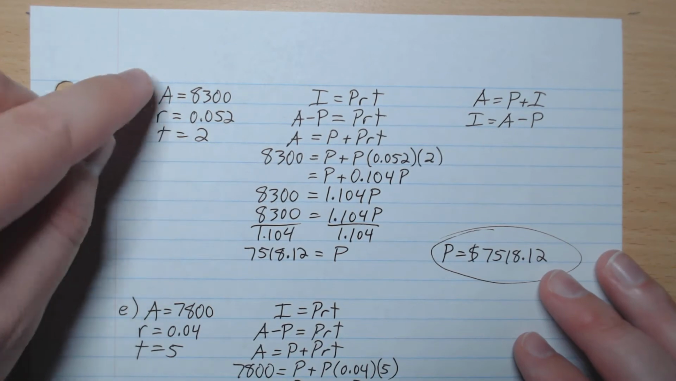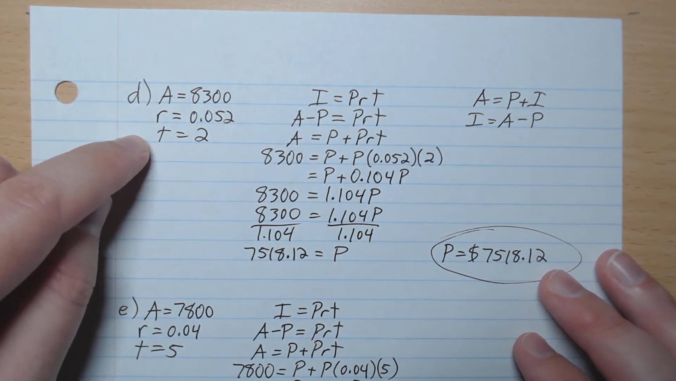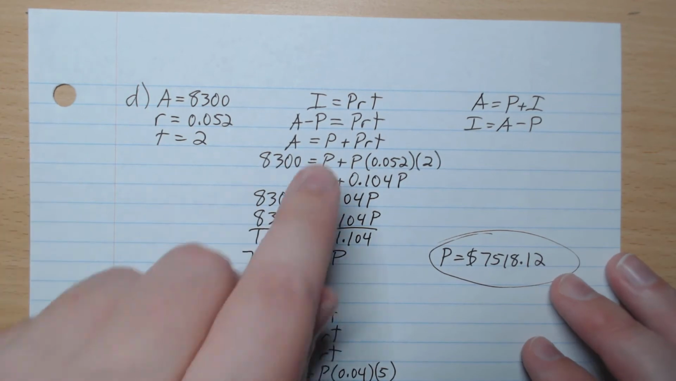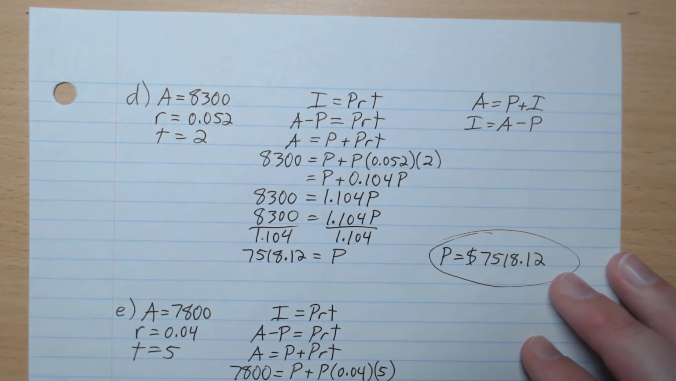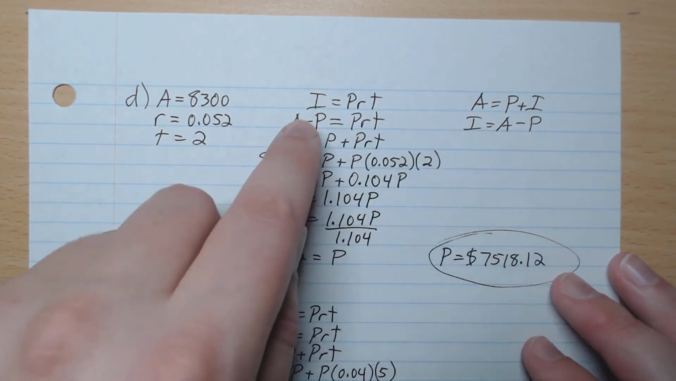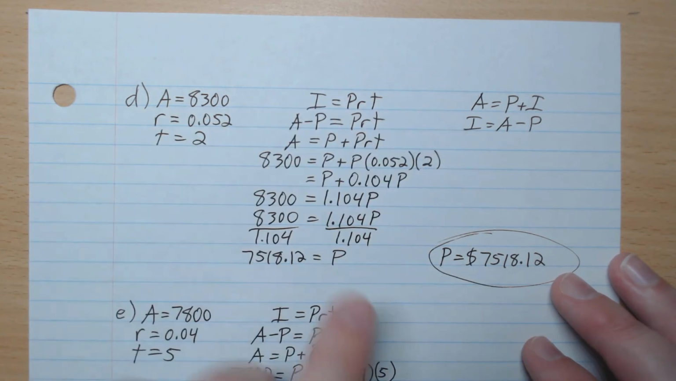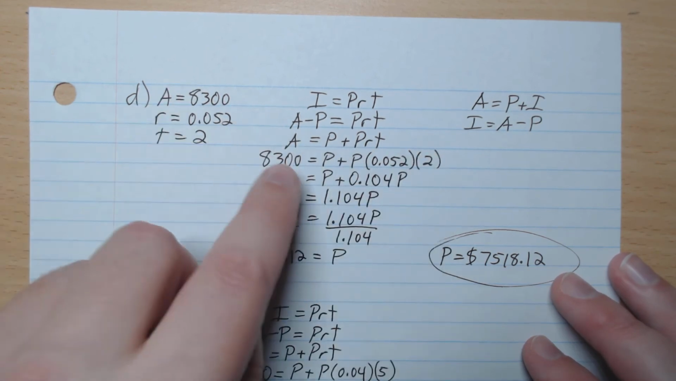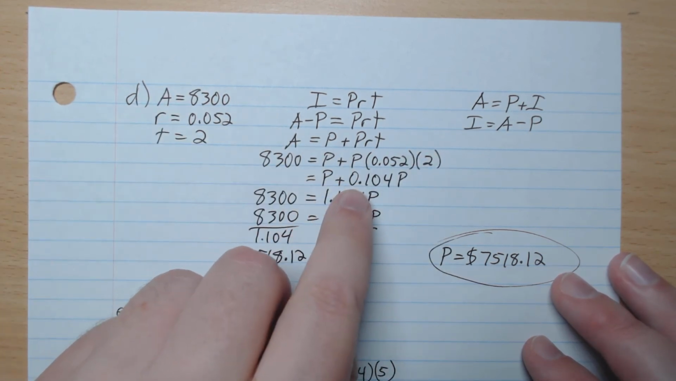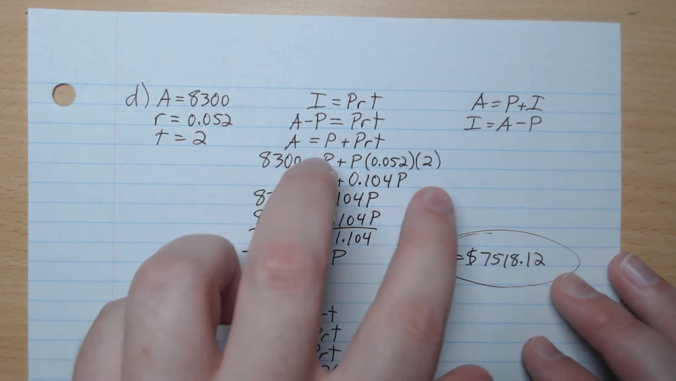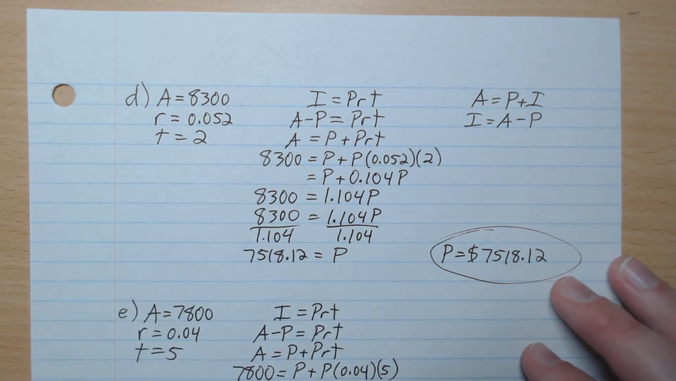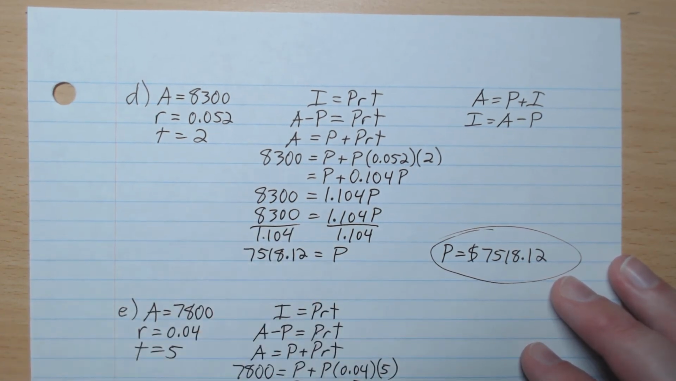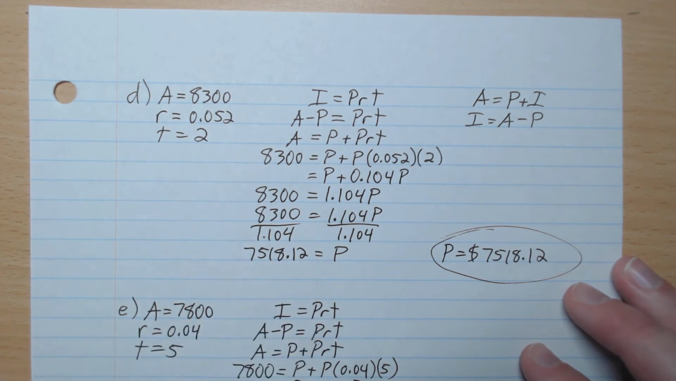Okay, D. A is given, R is given, T is given, and we want to find out what the value of P is. So once again, I equals PRT. We don't have I and we don't have P, so we need to do something here. And so we're going to replace I with A minus P like we did last time, plus P on both sides, so A equals P plus PRT. Plug in R, plug in T, plug in A, like that. So we got P plus 0.104P. This adds to 1.104P, like that. Then we divide by 1.104 on both sides, which gives us our principal of 7,518 and 12 cents.